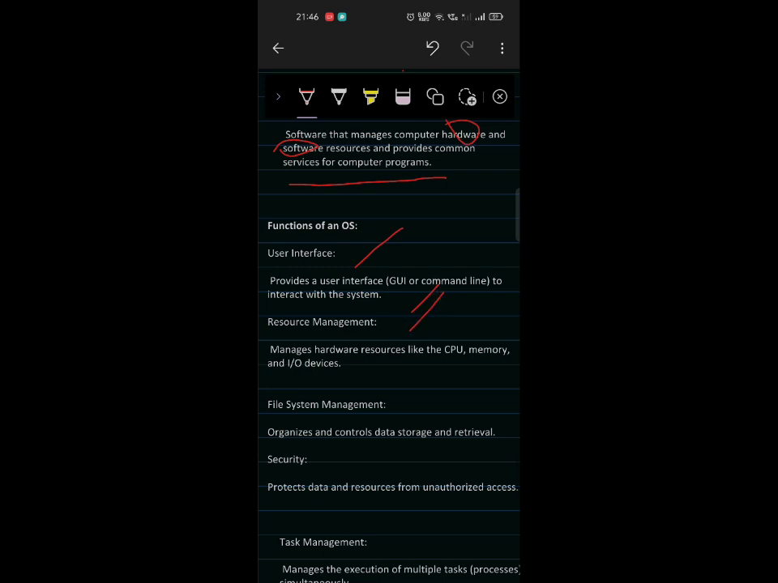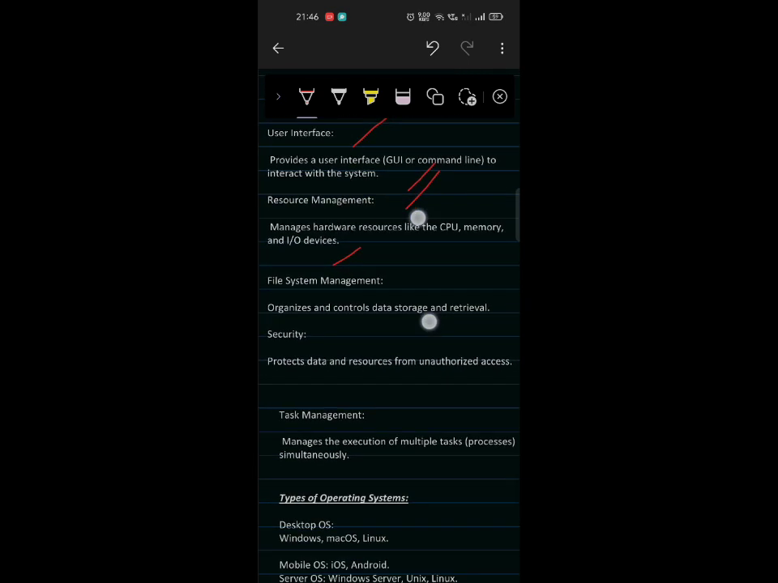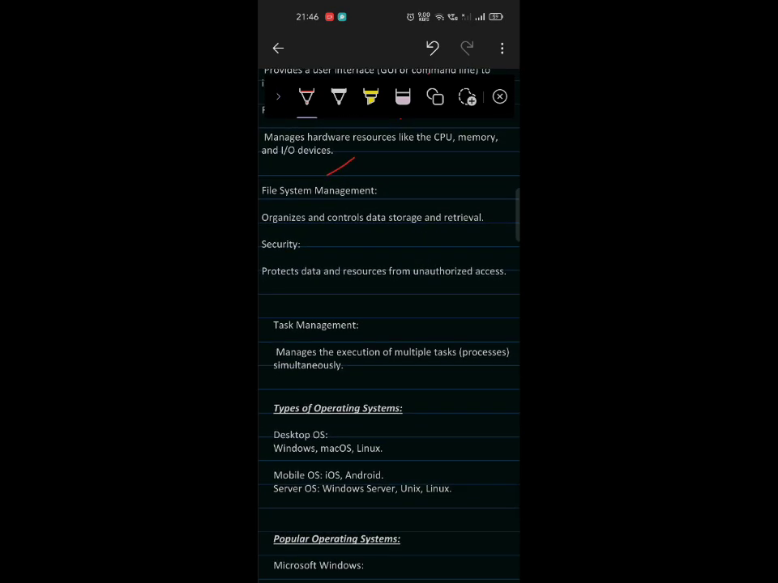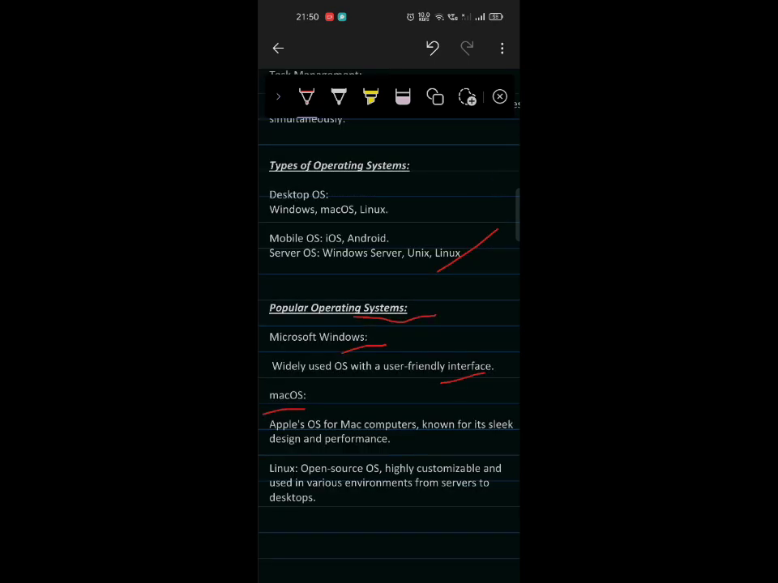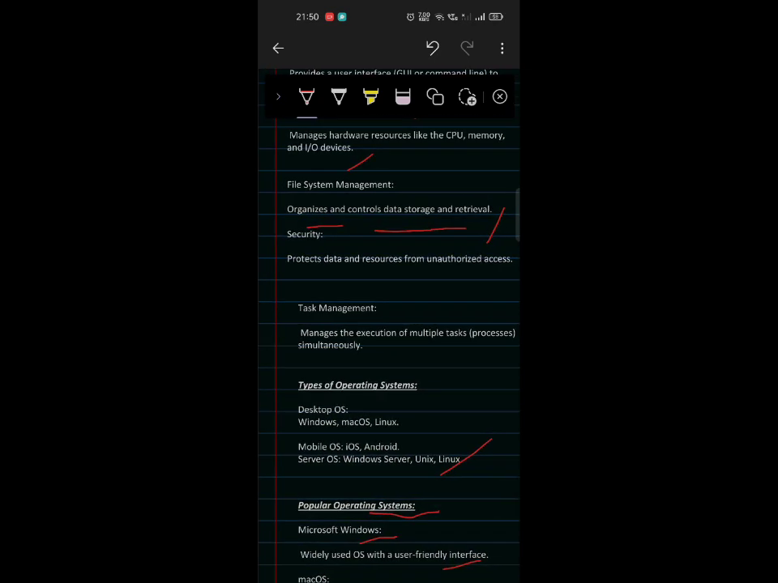Resource management. It manages file and hardware resources like CPU, memory, input output devices. File system management. We can organize and control the data storage and retrieval. Security. Protect data and resources from unauthorized access. Task management. Manage execution of multiple tasks and processes simultaneously.